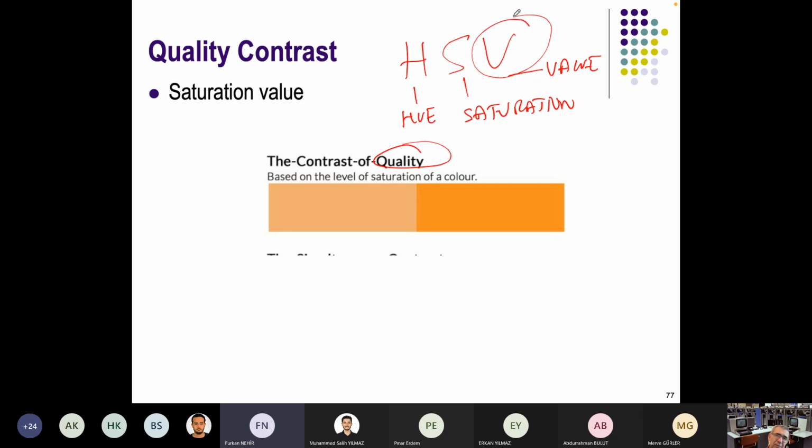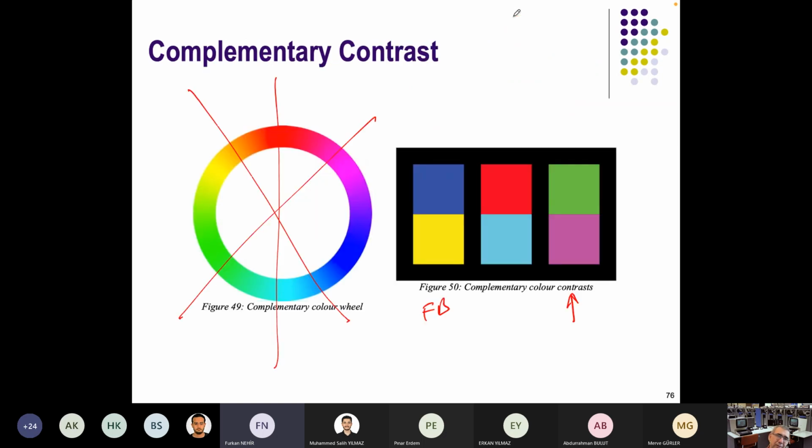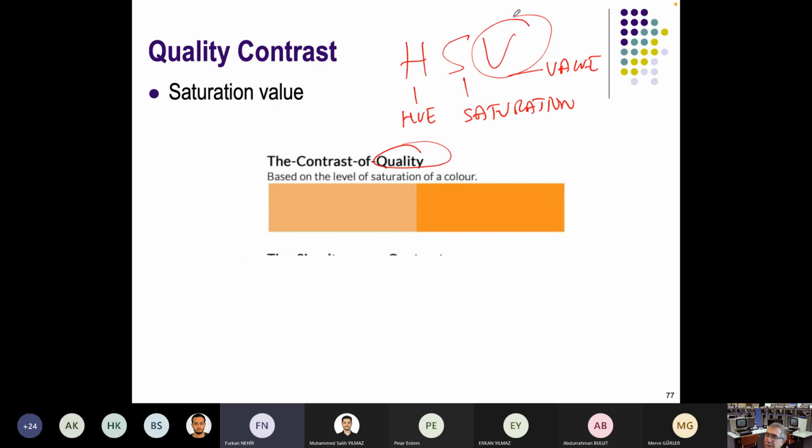Hue contrast means color contrast, but saturation changes are associated with the same hue. Hue means color. With the same hue, different saturation values give you different quality. So this is called quality contrast. You can differentiate things on screen, interfaces, or objects using the color quality, not the color difference. That's also possible.